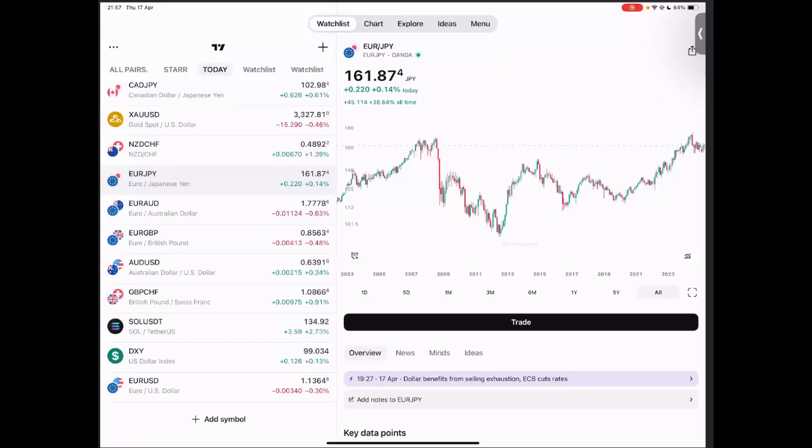So pairs with the first currency as USD are positively correlated. Pairs with the second currency as USD are negatively correlated.